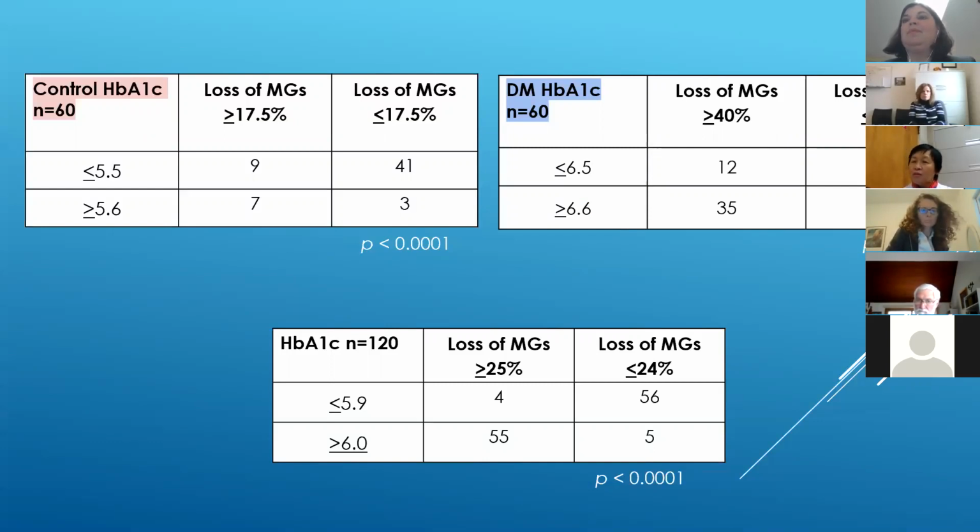And taking all comers in our study, N equals 120, dividing it with less than 5.9% hemoglobin A1C and less, and those with greater than 6.0% hemoglobin A1C. Again, the loss of meibomian glands less than 24% were in the lower hemoglobin A1C group, and the greater loss of meibomian glands, greater than 25%, were in greater than 6.0 hemoglobin A1C.